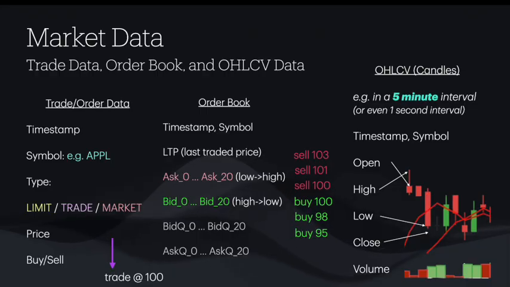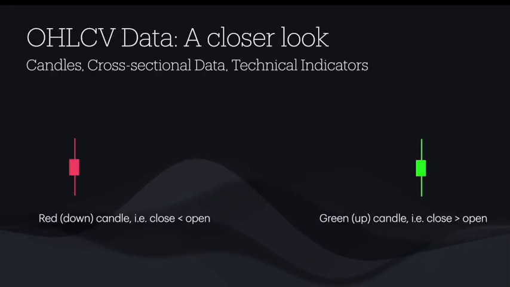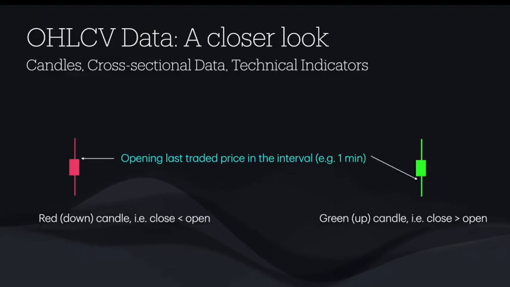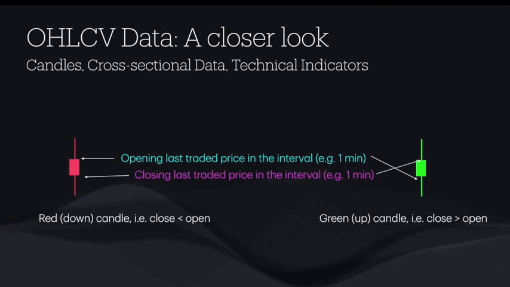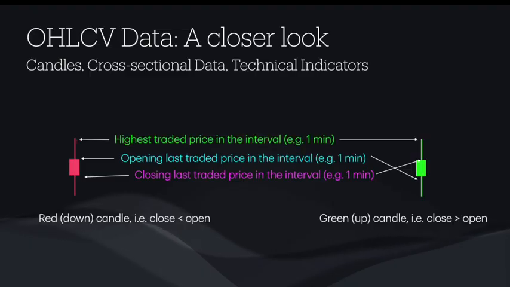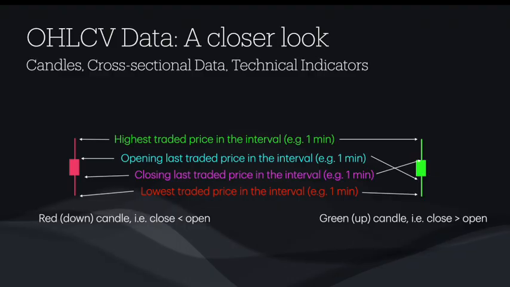Let's examine OHLCV data more closely. Each candle represents price action over a chosen time period. The open represents the price at the beginning of the period, and close is the price at the end of the period. A green candle indicates a closing price higher than the opening price, an upward trend, while a red candle shows a closing price lower than the opening price, a downward trend. Similarly, high is the highest price reached, low the lowest price traded in the period.